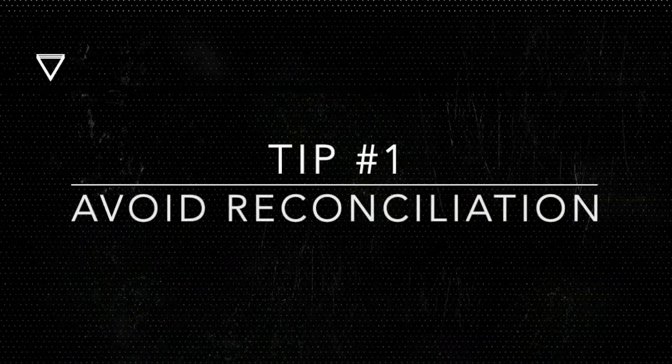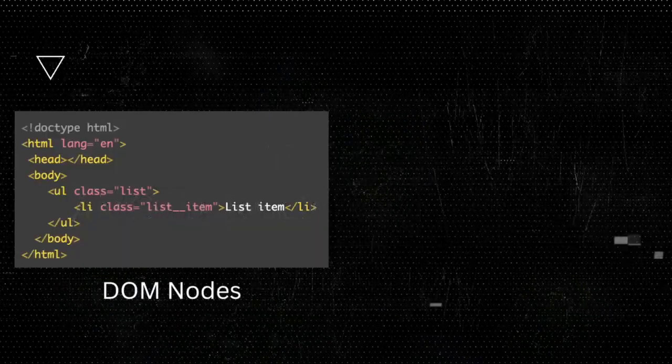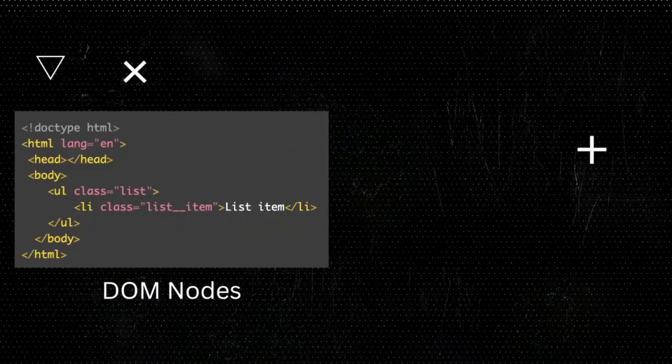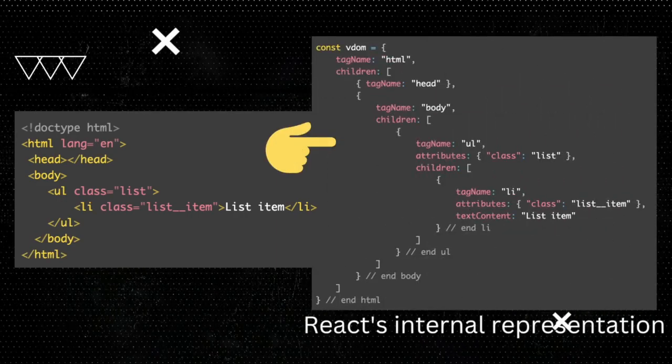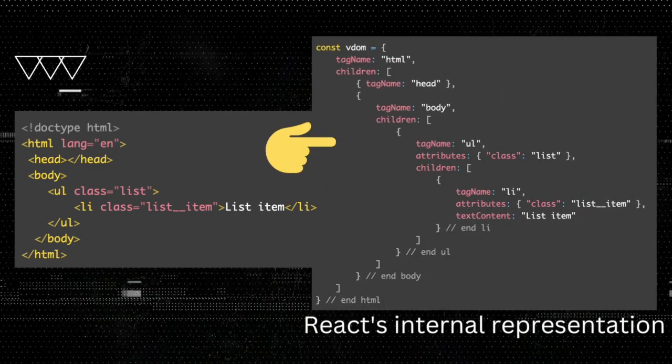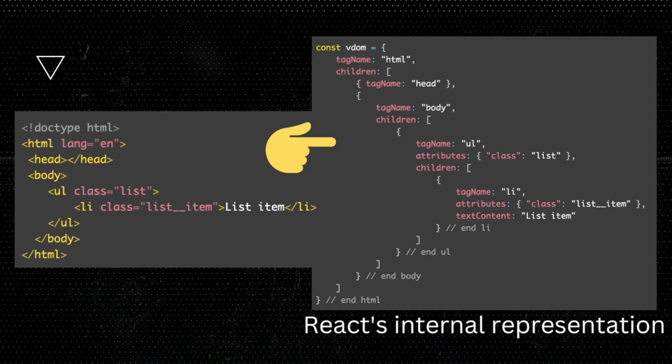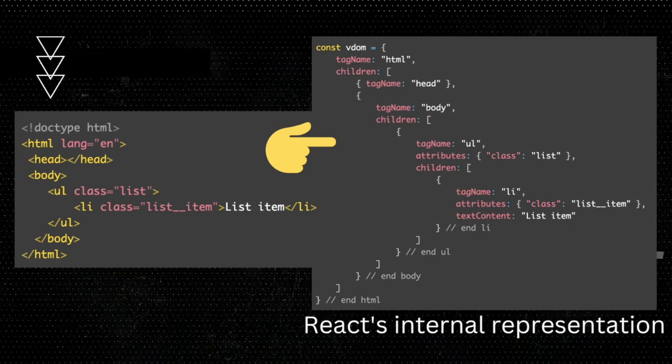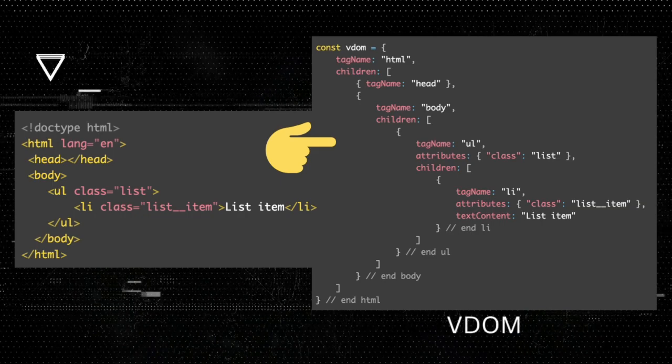Tip number 1. Avoid reconciliation. React builds and maintains an internal representation of the rendered UI. This representation lets React avoid creating DOM nodes and accessing existing ones beyond necessity. Sometimes it is referred to as a virtual DOM.